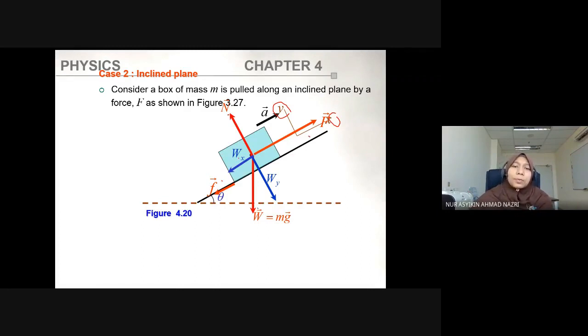So kalau dia W dia je, kita tak boleh buat apa dengan dia. So that kita masukkan dia pada gang dia. So Wx masuk gang X. Wy masuk gang Wy. Barulah boleh mudah we solve the problem.